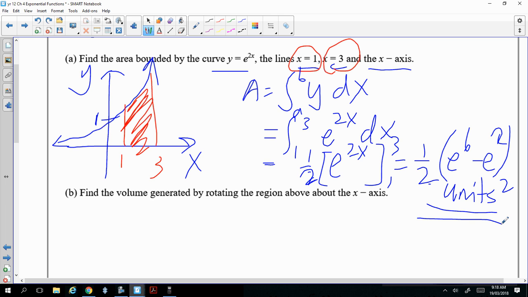And the next bit is, how do I calculate volume? Well, for volume, you just write another formula, the generic formula, V equal to pi integral of y squared dx from a to b, and follow through. Okay, have a try.